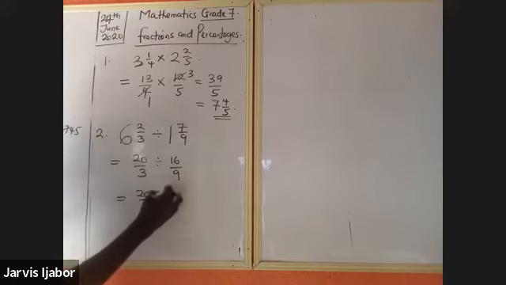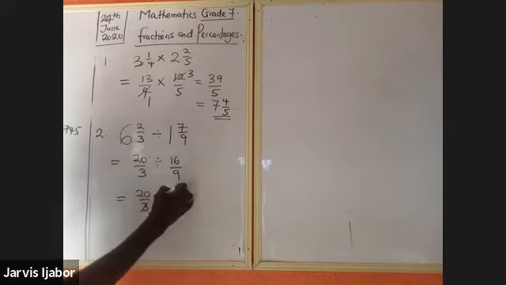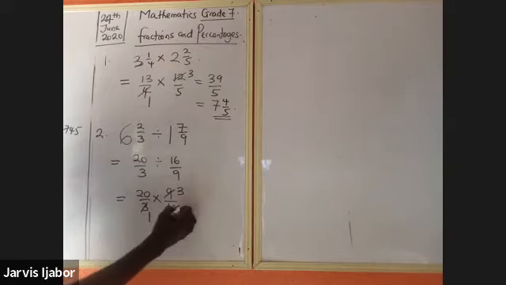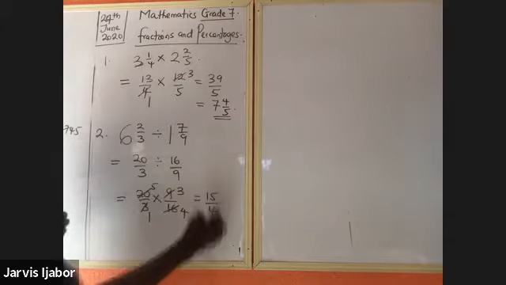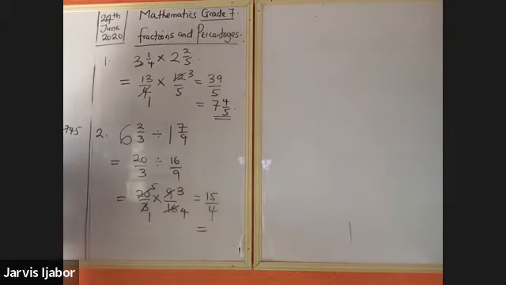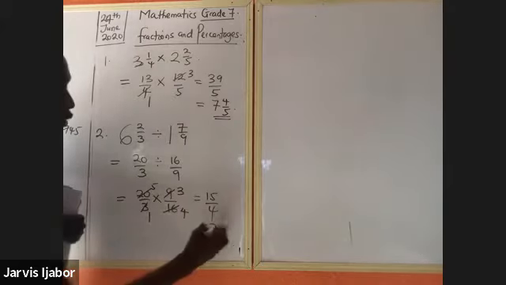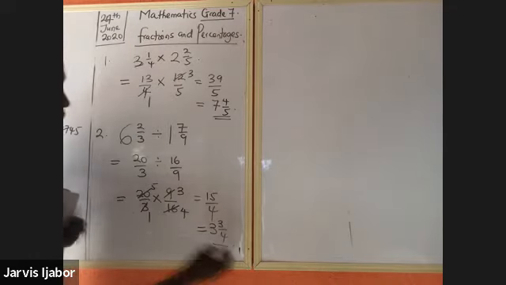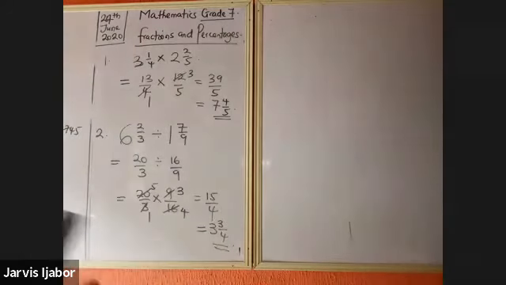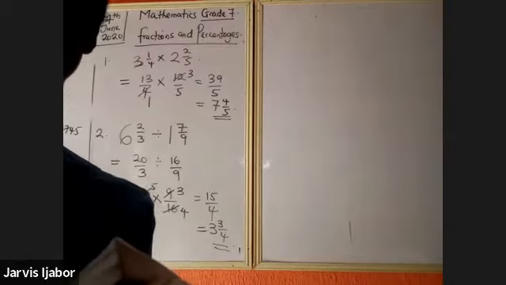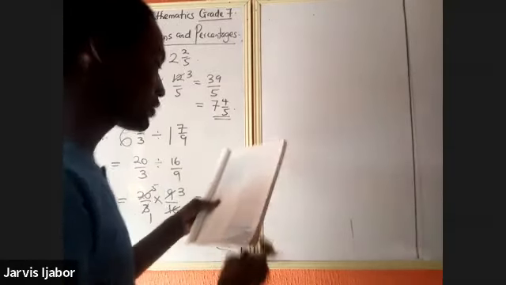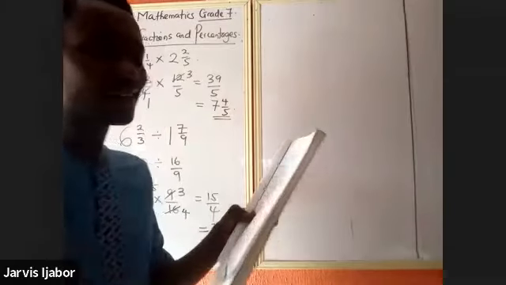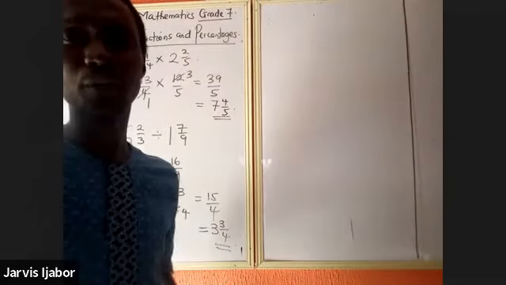20/3 times 9/16. 3 goes here 1, 3 goes here 3, 4 goes here 4, 4 goes here 5, and that will give you 15/4. Now you can keep this in mixed form, and this will be what? 3 whole number 3/4. I hope that is making sense to us. Now for question 3, you are told: what is 3/4 of 3 whole number 3/7?